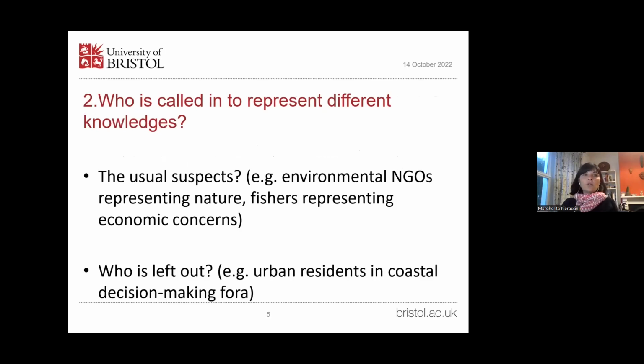So in terms of the second question, who is called in to represent different knowledges? This is, again, I think quite a fundamental question to ask, because it's not so simple to say, in marine, but in any kind of environmental decision making, who should have a say, if you like. On the one hand, is it just the usual suspects? So, for example, environmental NGOs, marine environmental NGOs, are often called in to represent nature. I've cited before the Aarhus Convention, which is the Convention on Public Participation in Environmental Decision Making. At that convention, even if it brings quite a lot the public to the fore of decision making, it assigns even more rights to environmental NGOs as the representative, if you like, of nature.